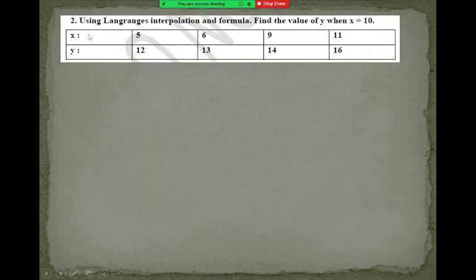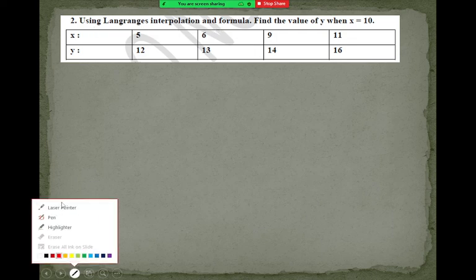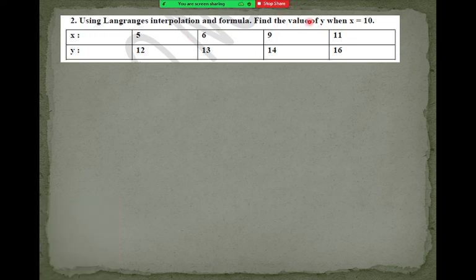So the second question is similar to the previous one. Use Lagrange's interpolation formula to find out f of 10. It is just like f of 10. So again here the only difference is a, b, c, d are given. 4 values are given.